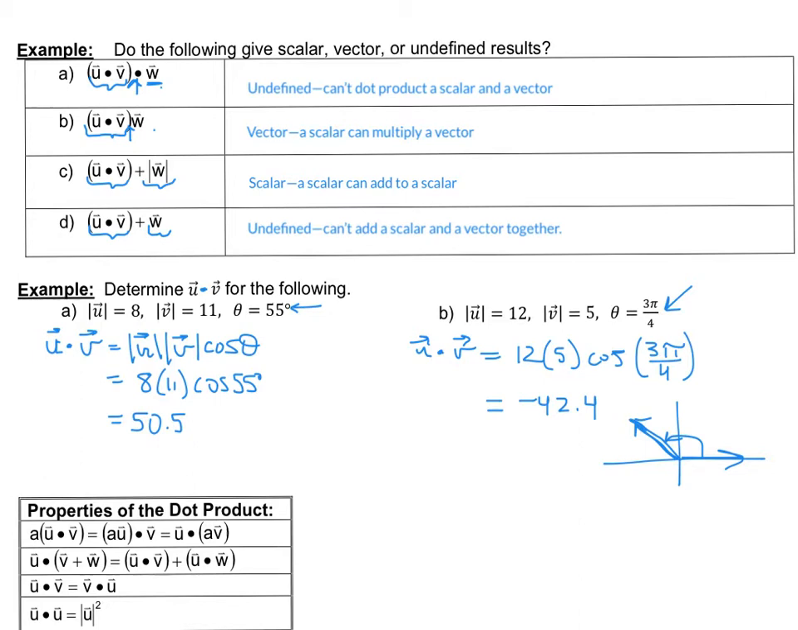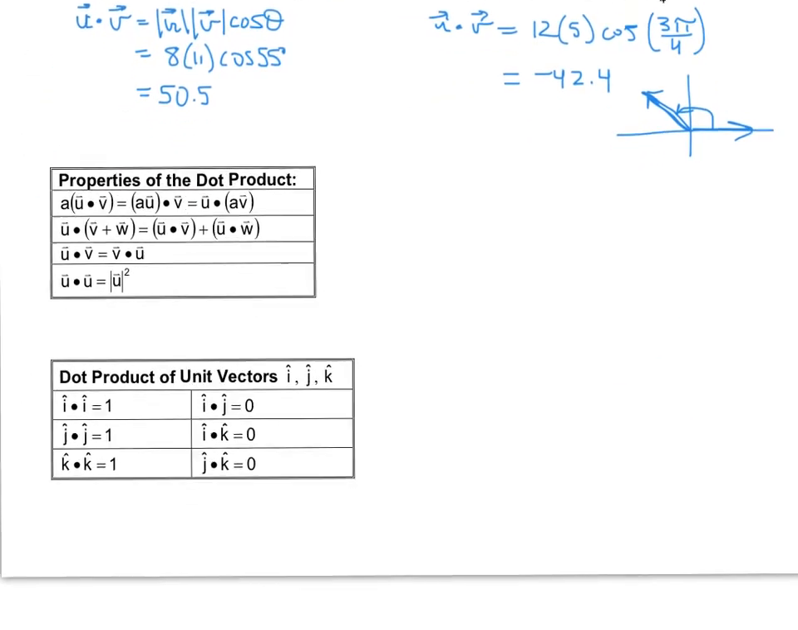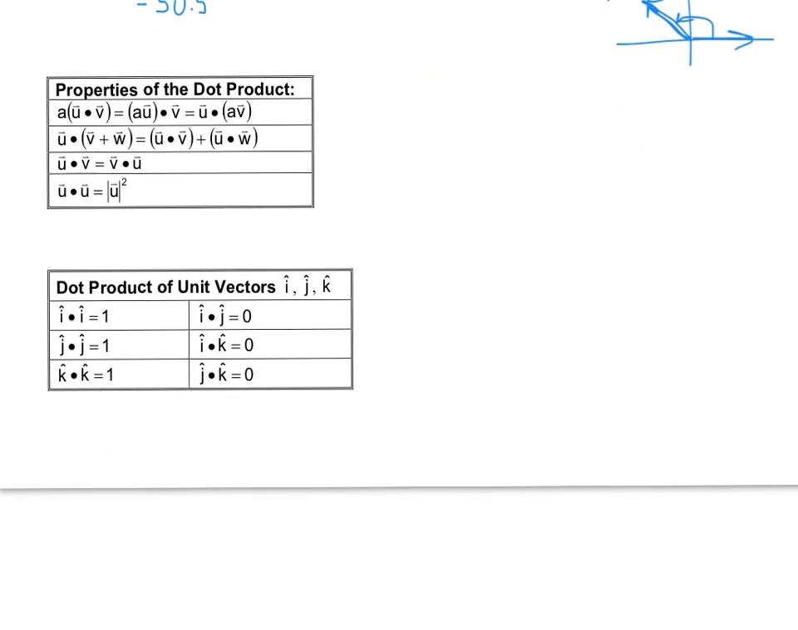All right, let's look at these properties of the dot product. Things that are true here for working with the dot product. A is a scalar here. If it is multiplying the dot product, the A can multiply the U, and then you would dot it with the V. Or you could do the U dotted with A times V. So those are all equivalent. Those are properties that are true.